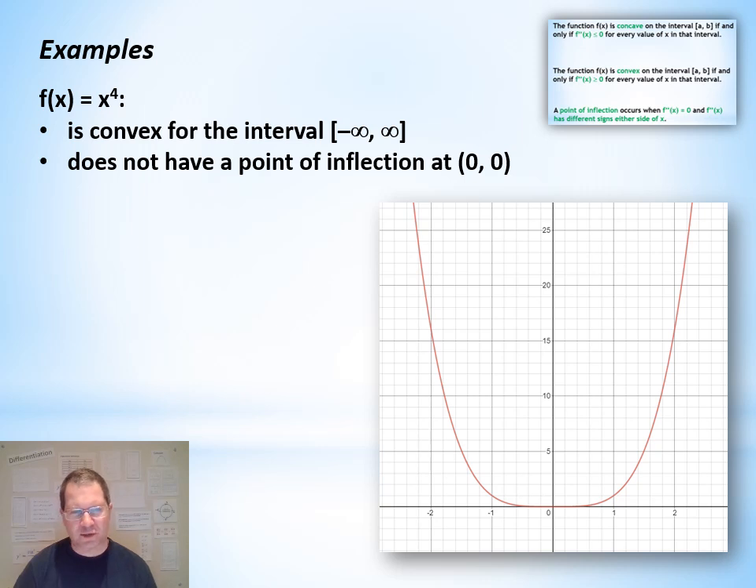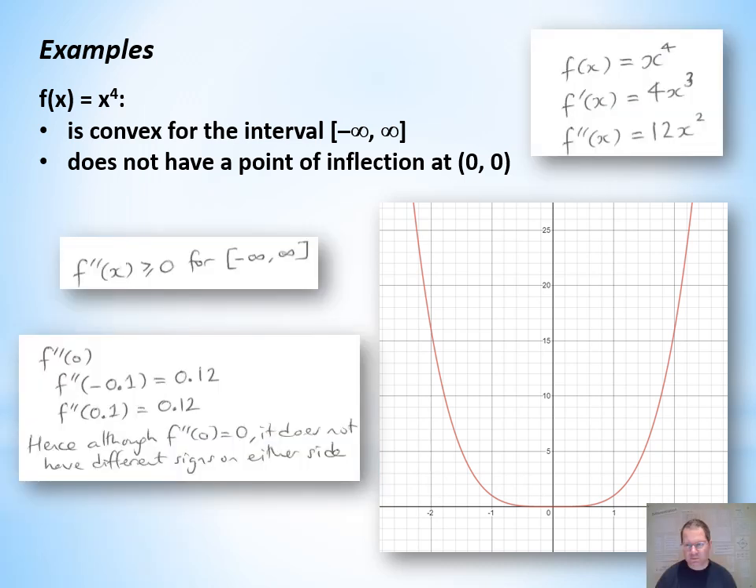f of x equals x to the 4 is convex for the entire interval from minus infinity to infinity, but it does not have a point of inflection at (0, 0). So the second differential of x to the 4 is 12x squared, and because when we square a number it makes it positive, that's why it's got a positive second differential for all values of x from minus infinity to infinity.